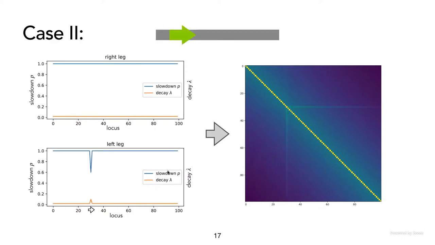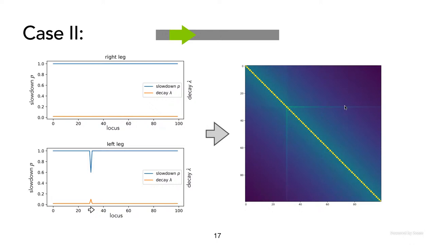In that case, we will be looking at the bottom plot, which shows the control point for the left leg. There, we will implement it as a slowdown at that point and also as an increase in the decay. And what you can see is we're getting those arms that you have observed in the experimental contact maps.